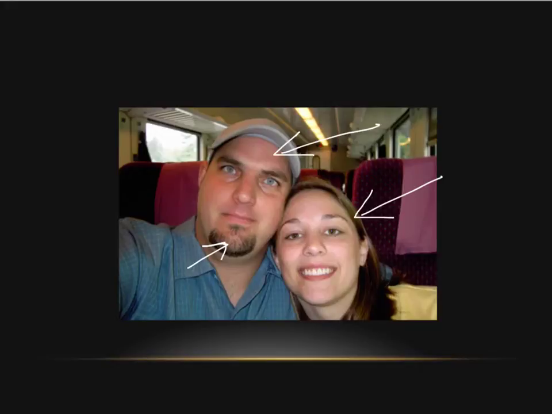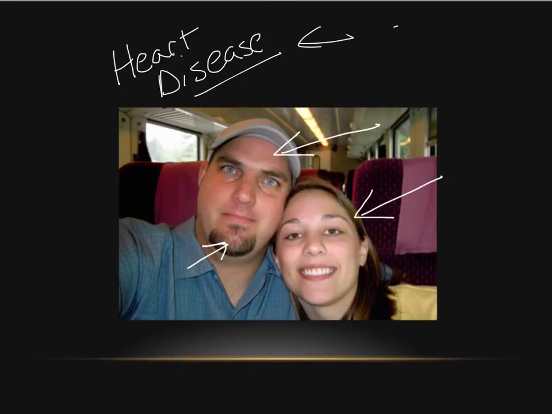Maybe I am prone to heart disease. This is a trait, and we can't see that, but it is still controlled by the genes that I have. So that's an example of a trait we can't see. Some other examples of traits we may not be able to see are certain people prone to addiction, certain people prone to obesity. Those are other things we can't see, but a lot of the traits we talk about in this chapter are going to be physical traits that we can see.